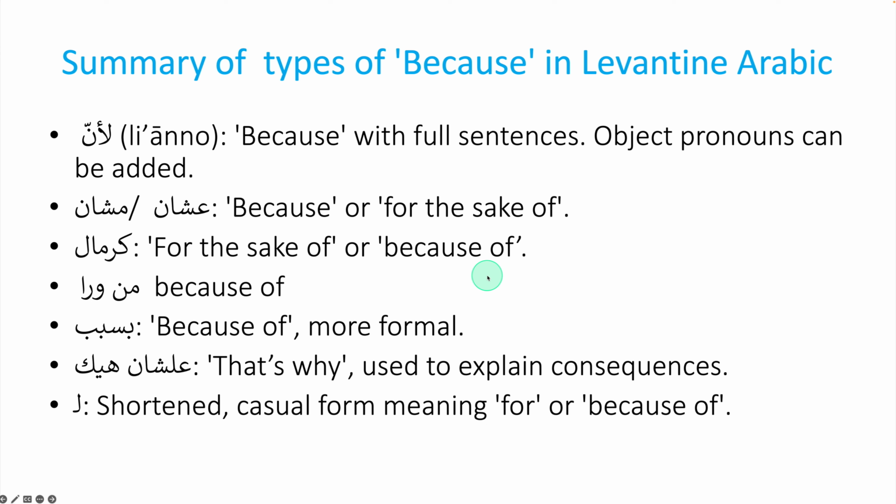Okay guys, let's summarize and talk about these types of because in Levantine Arabic. So first one was لأنه. لأنه is used by a full sentence, so don't forget that, and normally it gets conjugated with object pronouns. It could be added to the end of it. Our second type was Ashan or Mishan, and this as well could be followed by a proper sentence or a noun. Kirmal as well was pretty much the same. من وراء, and it means because of, and it's followed by a noun. Bisabab, it means because, and it's more formal, and it's followed by a noun. Alashan heg is followed by either, and as well means because. La, which was our final form, and it's a shortened casual form meaning for or because of.